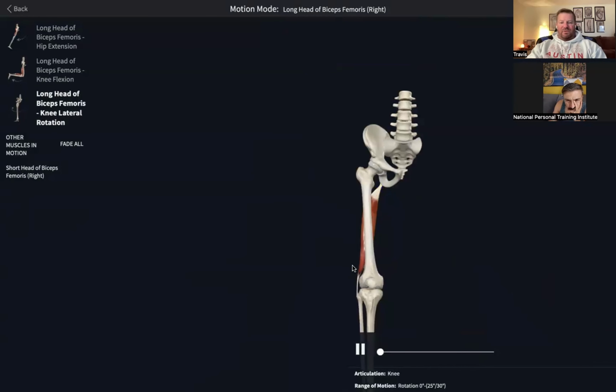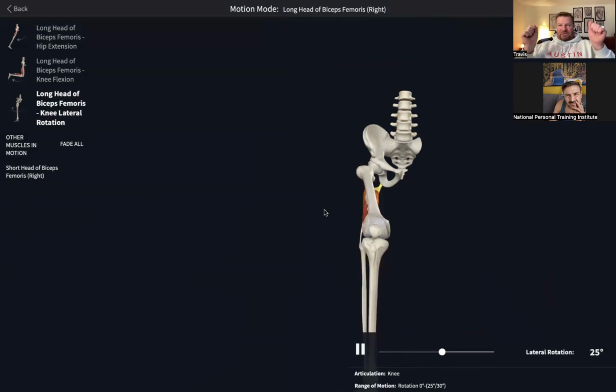It's going to pull it the other way. So that's how it has medial or lateral rotation of the knee. Okay. And it does have flexion and extension. Now in a squat, you do have tibial internal rotation as well as femoral internal rotation when you're coming up out of the squat.